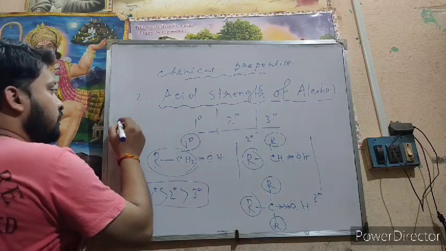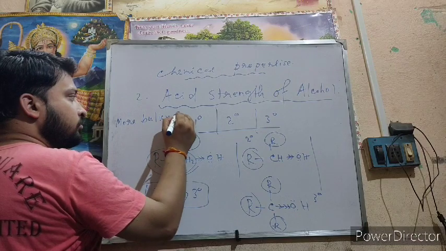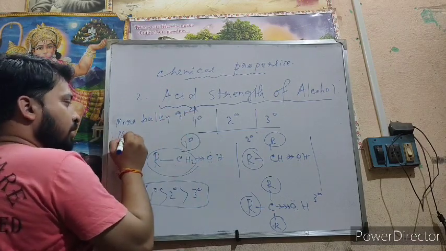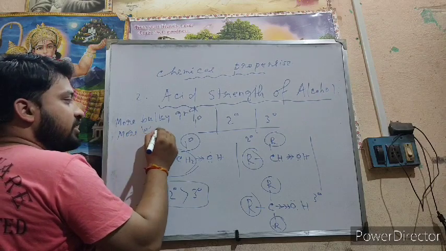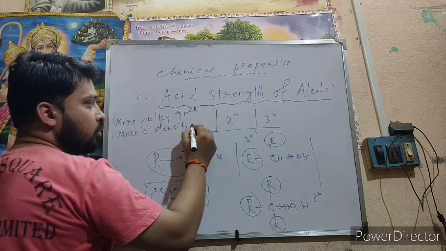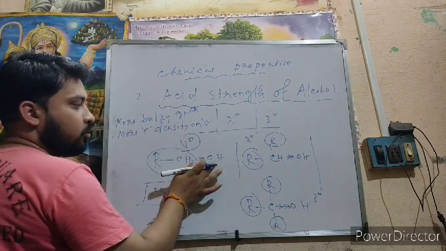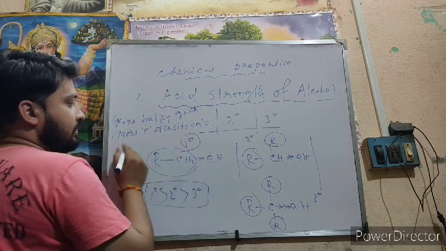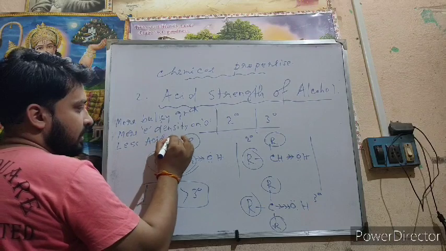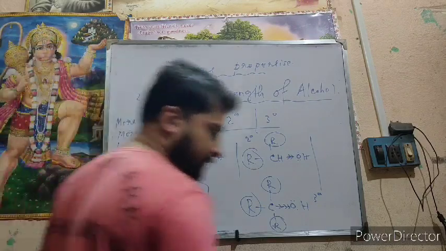What I say? More bulky group, more electron density on oxygen. That means less acidic. Okay, let's go.